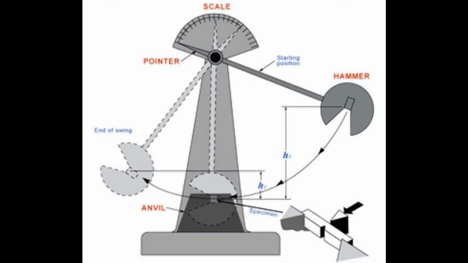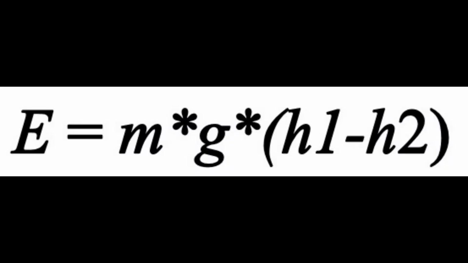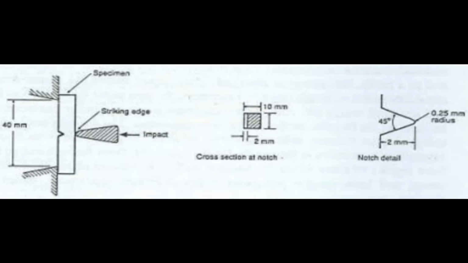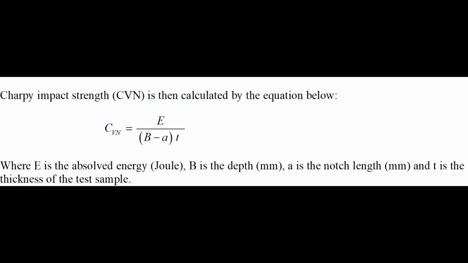The pendulum continues its swing, rising to a maximum height h2, which should naturally be lower than h1. The energy absorbed at fracture can be obtained by simply calculating the difference in potential energy of the pendulum before and after the test, such as in this equation. The standard specimen and loading configuration for the Charpy V-notched impact test can be seen in the figure. Charpy impact strength is calculated by this equation.